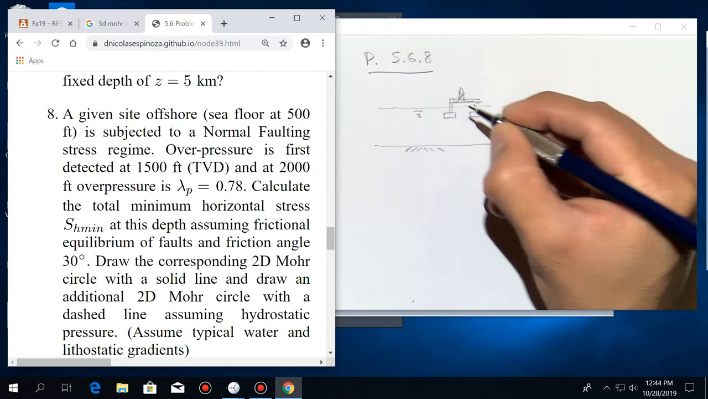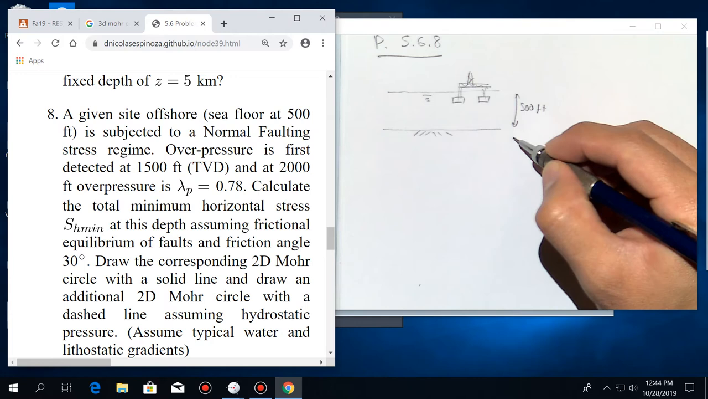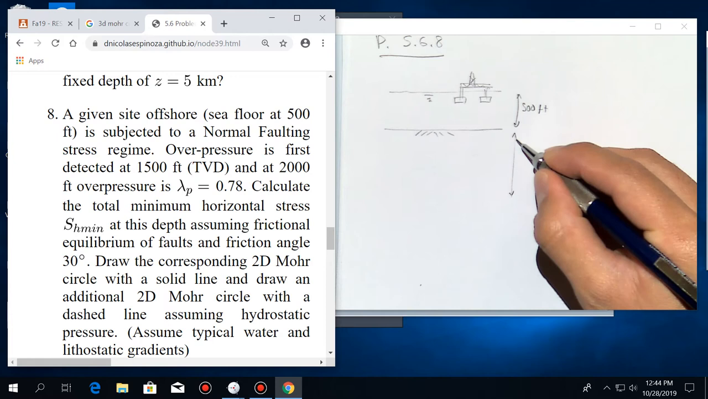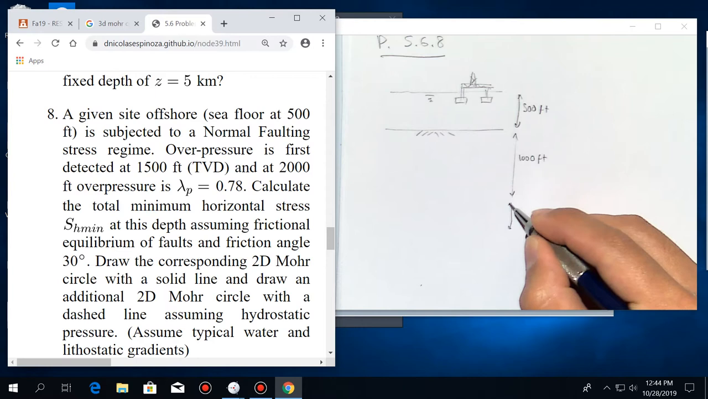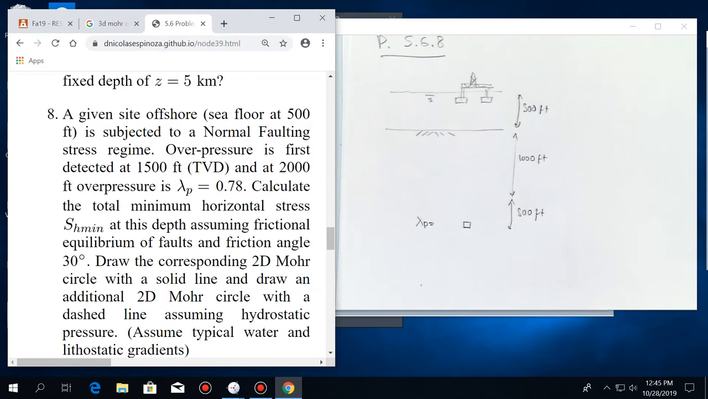And what else? It's normal faulting. And we have overpressure at 1,500 feet true vertical depth. And at 2,000 feet, we have a lambda p of 0.78 true vertical depth. So 1,000 feet below, we have the start of overpressure. And 500 feet more, apparently we have our problem somewhere around here. And at this location, lambda p is equal to 0.78.